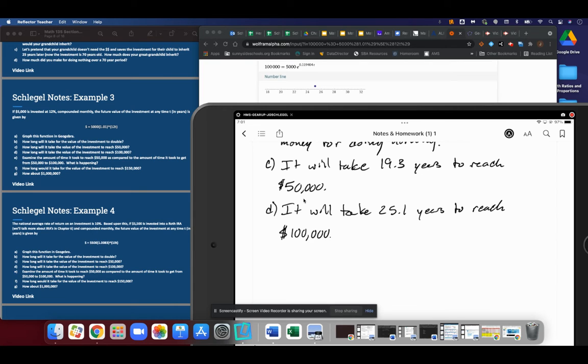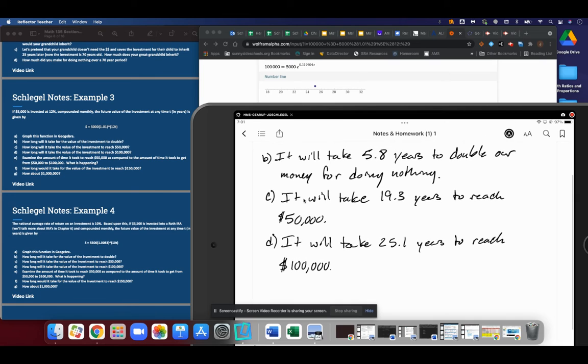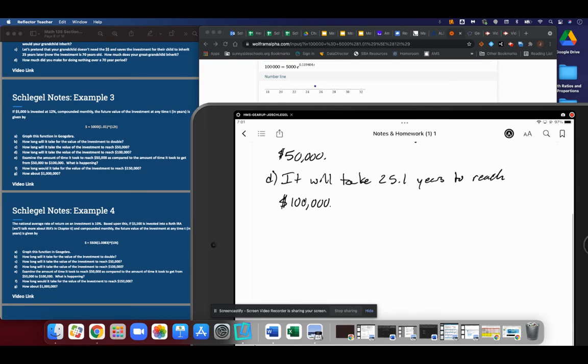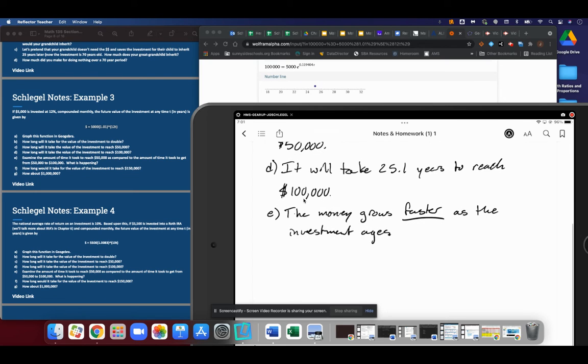So we do have something to talk about here, everyone. We need to notice, and this is for part D, that it took 19 years to reach $50,000 and 25 years to reach $100,000. That's not 25 more years. That's 25 total years. So in just 6 short years, we gained another $50,000 in this investment, which is crazy. So for part E, the money grows faster as the investment ages. Super important for us to understand.